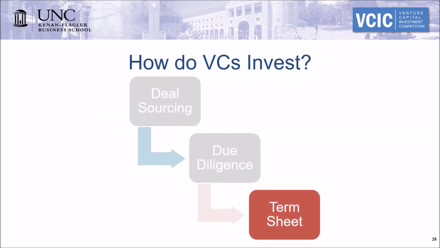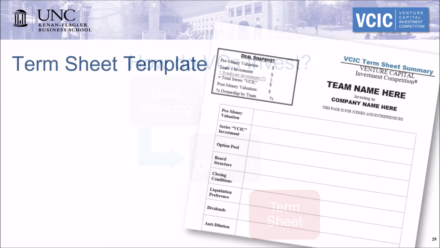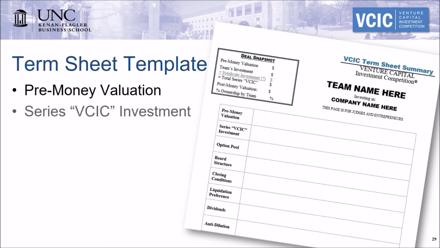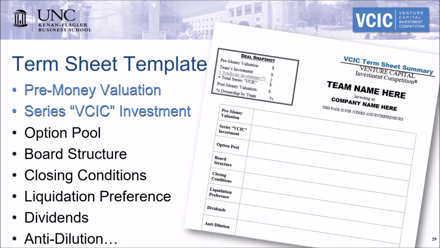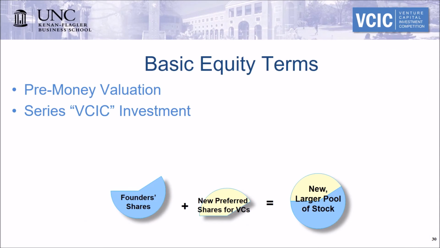Your team will then have to make a decision. You'll have to invest in one of the startups. You'll put down a term sheet. This is the term sheet template supplied by VCIC. In this video, we'll focus on the top 2 terms, which are the key elements of any equity investment that will determine how the equity pie will get split between founders and investors.